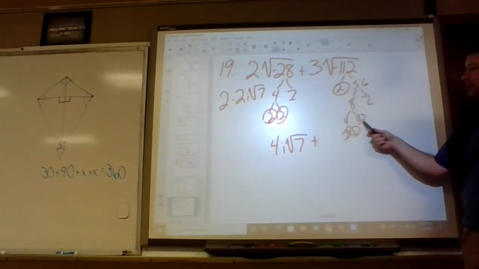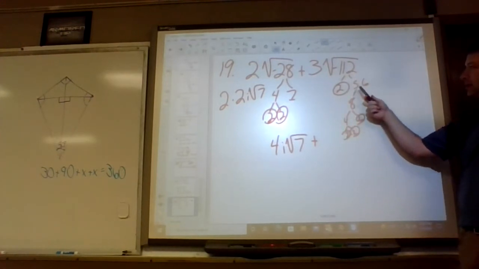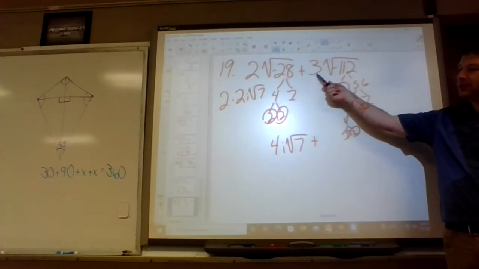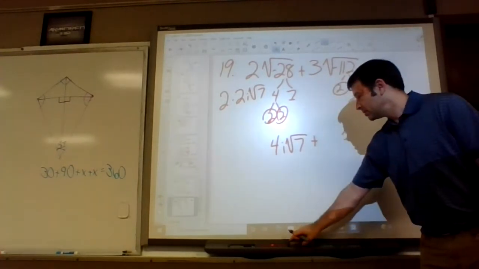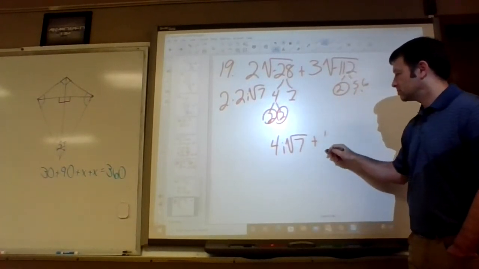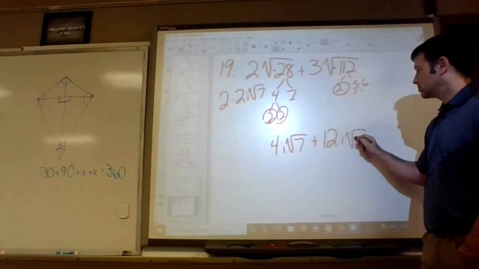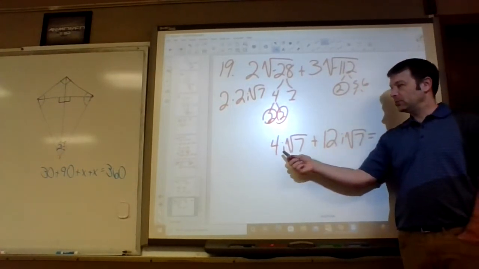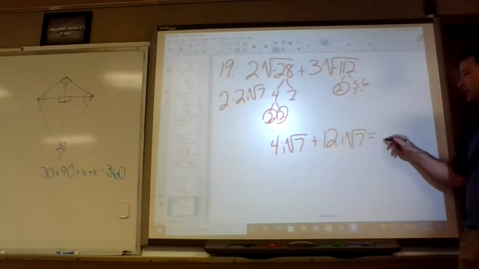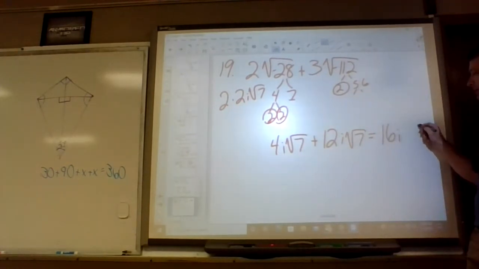So there's a double 2, so it's 2 times 2 is 4. So it's 4i square root of 7 times 3. 3 times 4 is 12i square root of 7. And we'll look at that. They're like terms again. 12 plus 4 is 16i square root of 7.